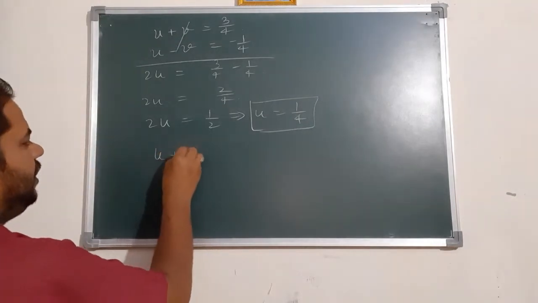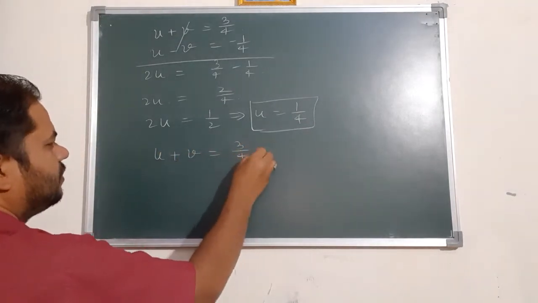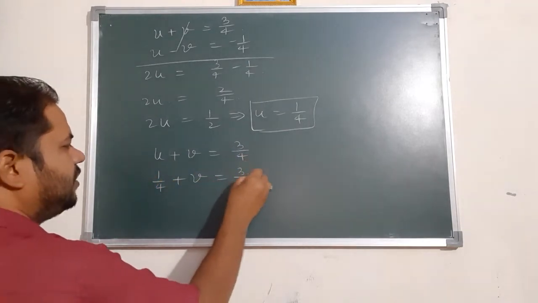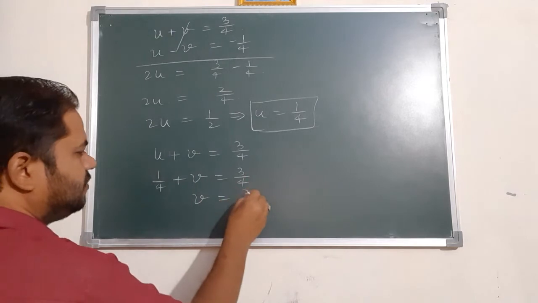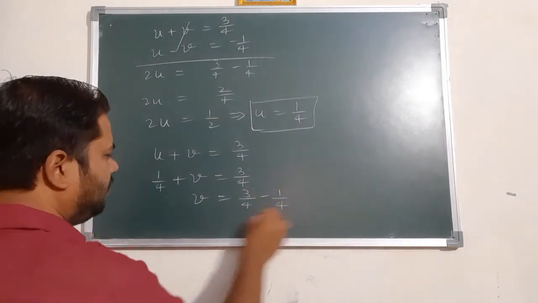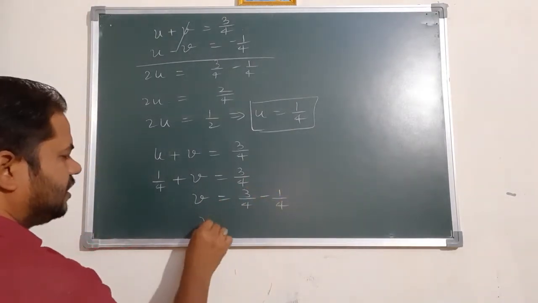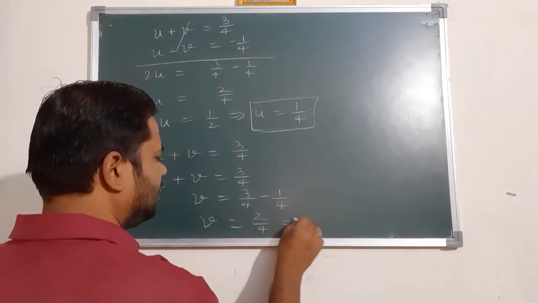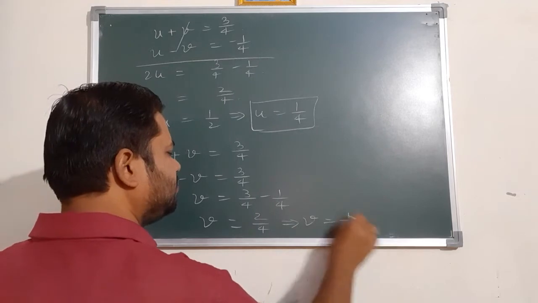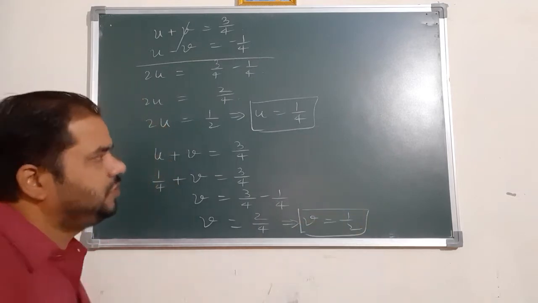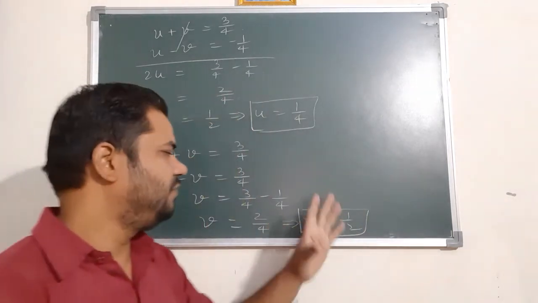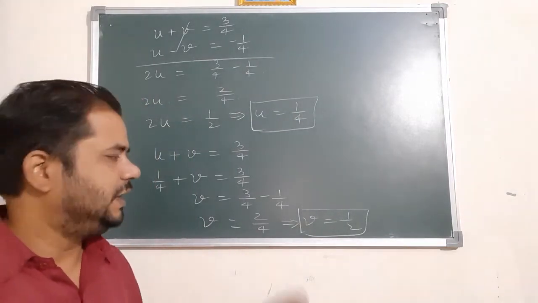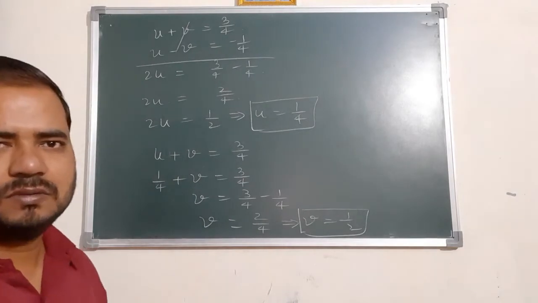So u plus v is equal to 3 by 4. So u is 1 by 4 plus v is equal to 3 by 4. So v is nothing but 3 by 4 minus 1 by 4. So v is 2 by 4, and this is 1 by 2. So u is 1 by 4 and v is 1 by 2. Note it down, and then after we replace the values.